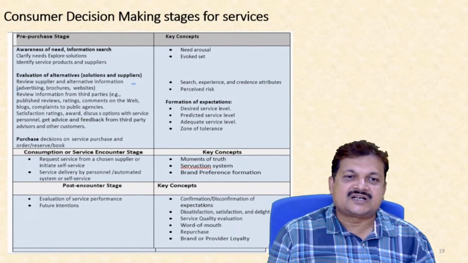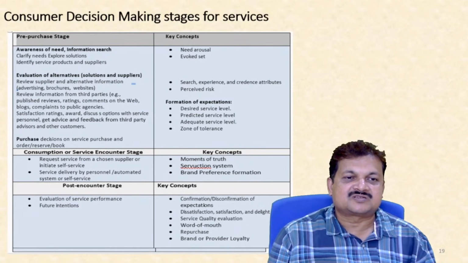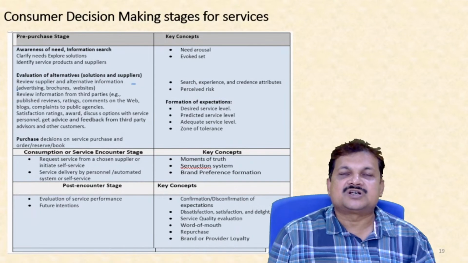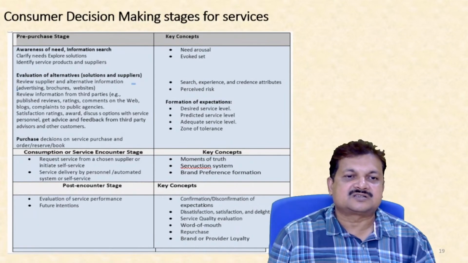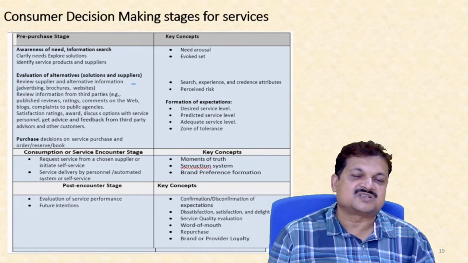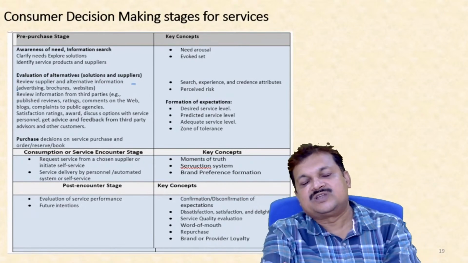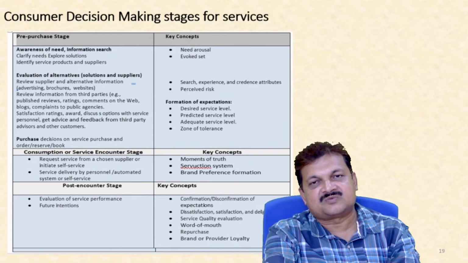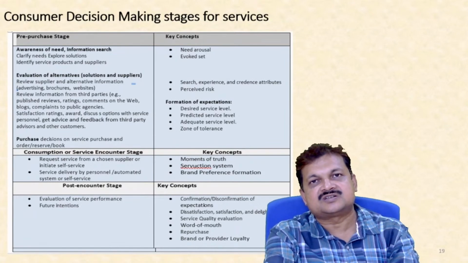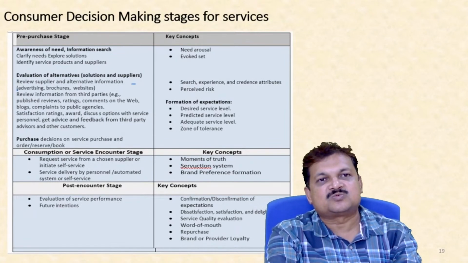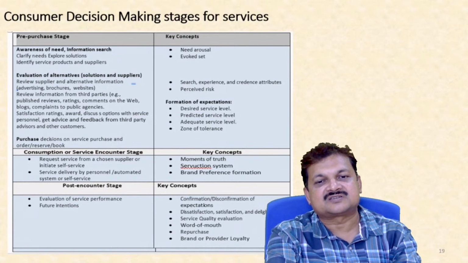Post encounter stage: evaluation of service performance. How are you evaluating this particular service performance? Then future intention: what is your future intention for that particular service, whether in future you require this kind of services or not, or whether services are being changed. Like I can say that we are happy with the 4G services, but 5G services are still available. So future intention is that people may switch over from 4G to 5G. That's the kind of thing.